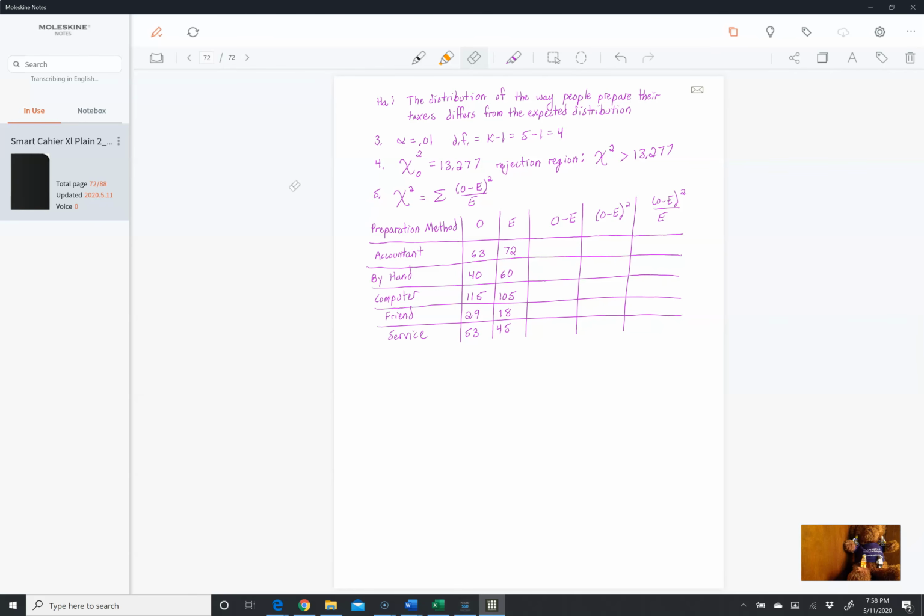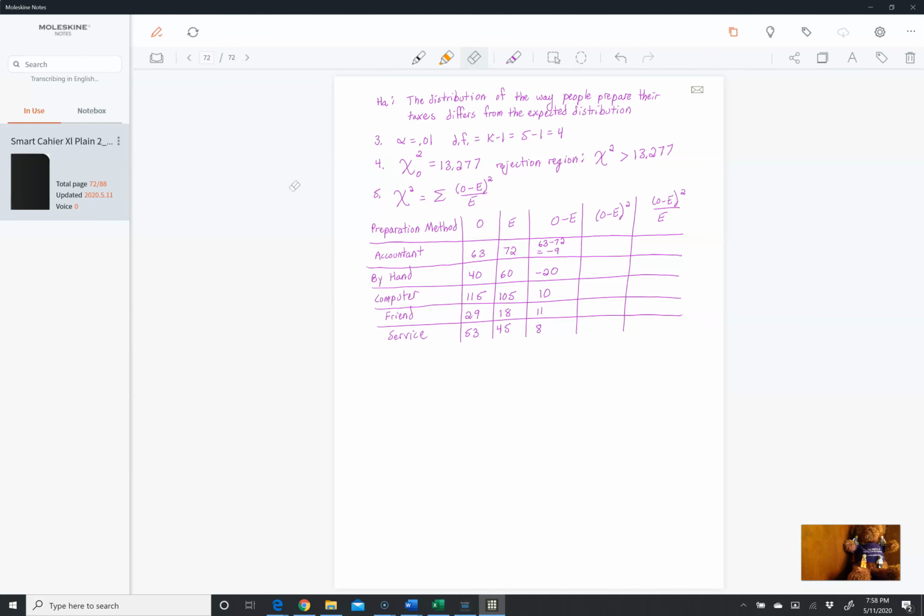Then we have our O minus our E. So this would be 63 minus 72. So we get -9. We're doing that for every one. 40 minus 60 is -20. 115 minus 105 is 10. 29 minus 18 is 11. And 53 minus 45 is 8.